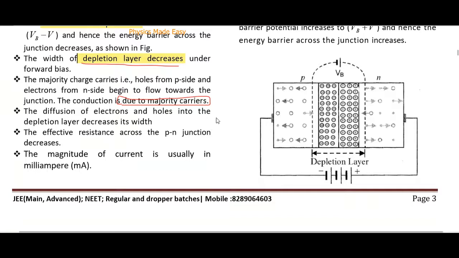The diffusion of electrons and holes into the depletion region decreases the width. This diffusion decreases the width. Effective resistance across the p-n junction decreases. Resistance R across the p-n junction decreases. The magnitude of the current is in milliampere. In forward biasing, note, in reverse biasing, it is microamperes, that is 10 raised to power minus 6 amperes.